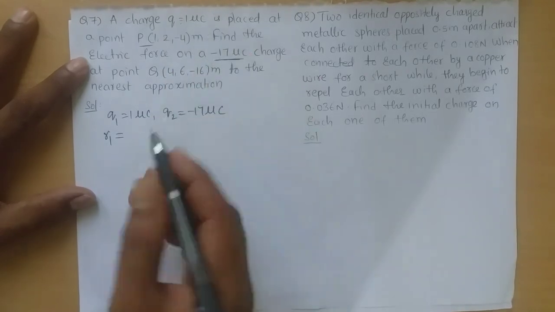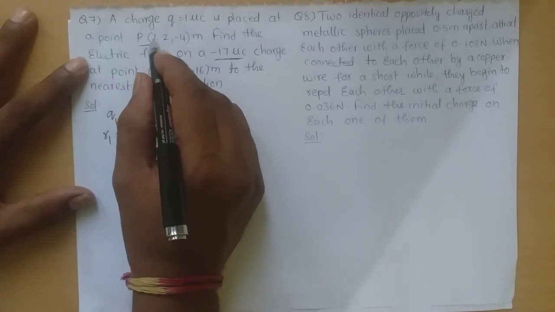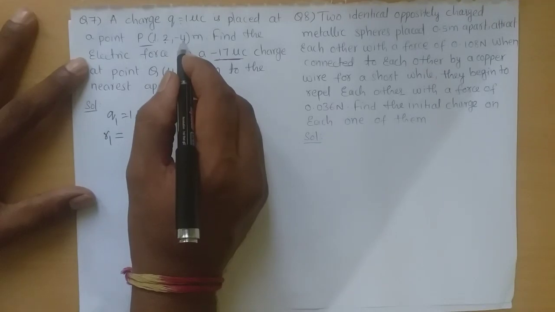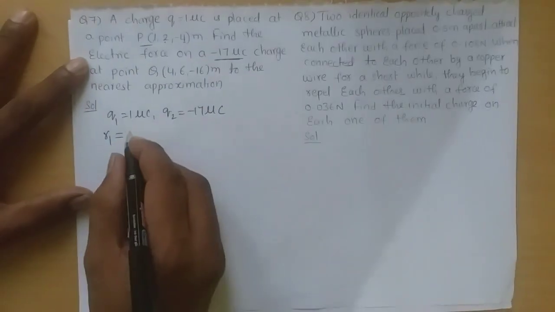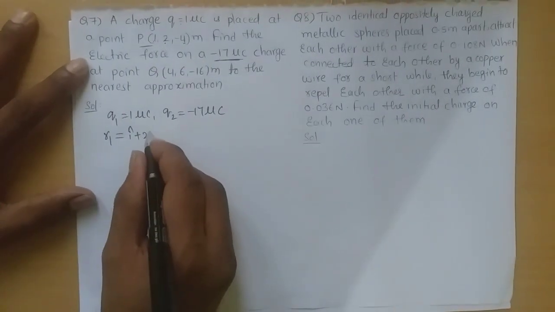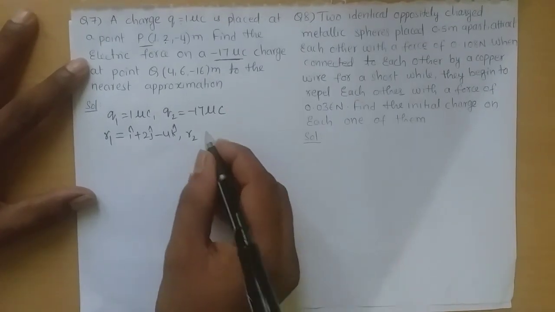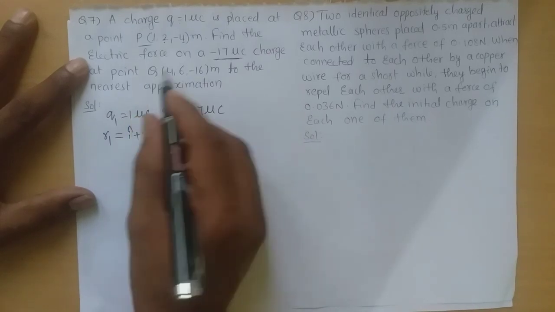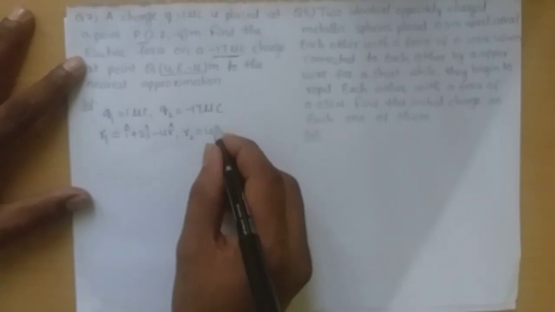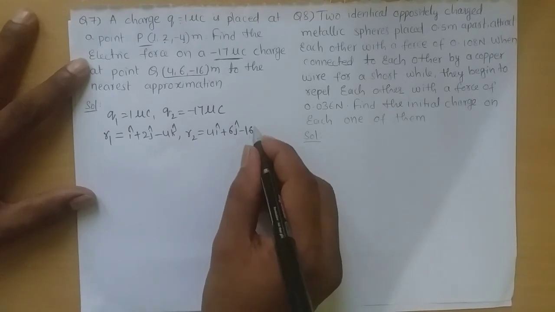I am writing in terms of unit vectors. This is the x, y and z coordinate. Along the x direction the unit vector is i cap, along the y direction it is j cap, and along the z direction it is k cap. So R1 means i cap plus 2 j cap minus 4 k cap. Next, R2 is the position of the second charge, -17 microcoulomb, given as (4, 6, -16), so 4 i cap plus 6 j cap minus 16 k cap.